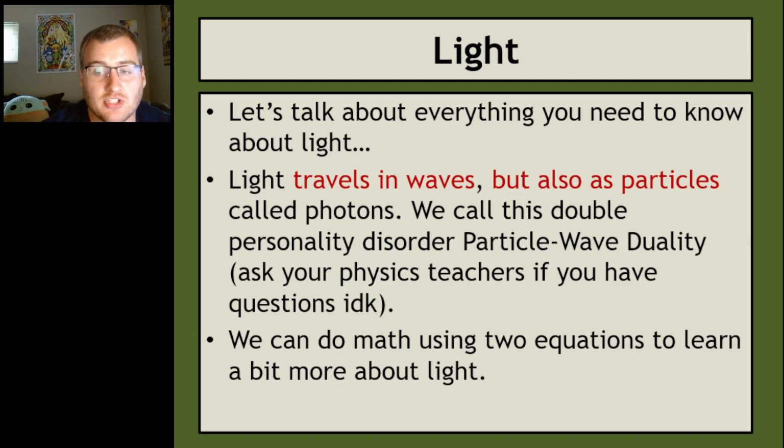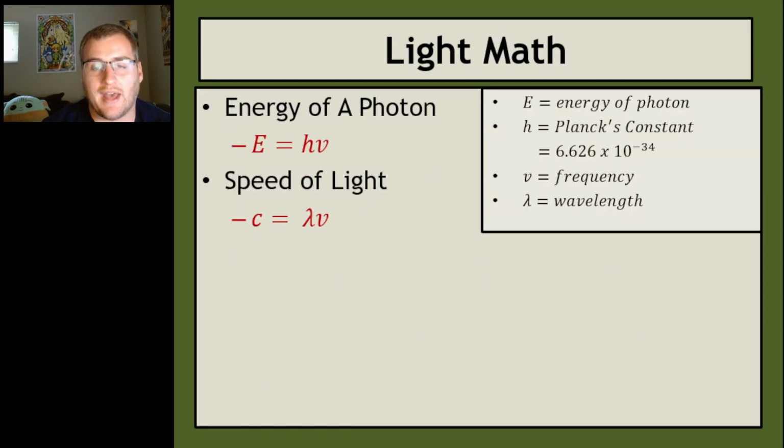We can do math using two equations to learn a bit more about light. We have the energy of a photon. A photon is an individual particle of light. It essentially has no mass, but it always travels at the speed of light, which we'll talk about in a sec.